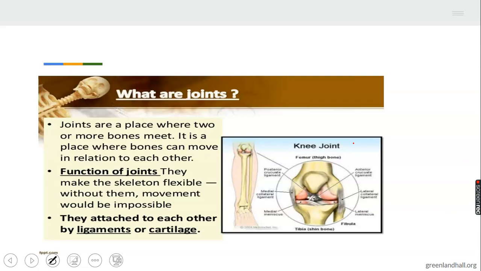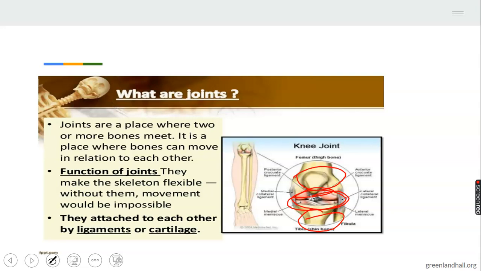Joints. What are joints? Joints are a place where two or more bones meet. This is one bone up here, this is another bone up here. This place, you can see it, is what we call a joint, where two or more bones meet.